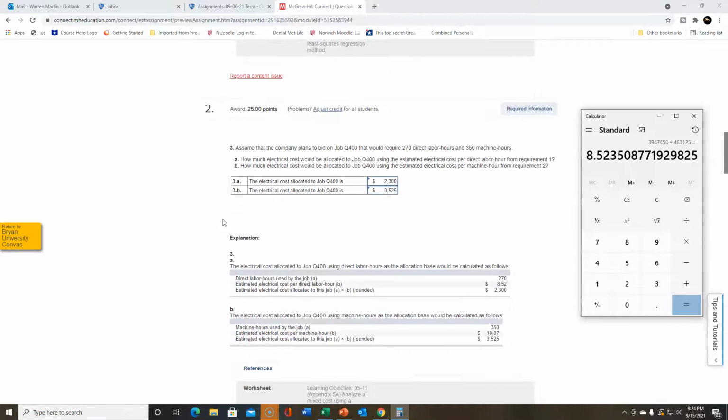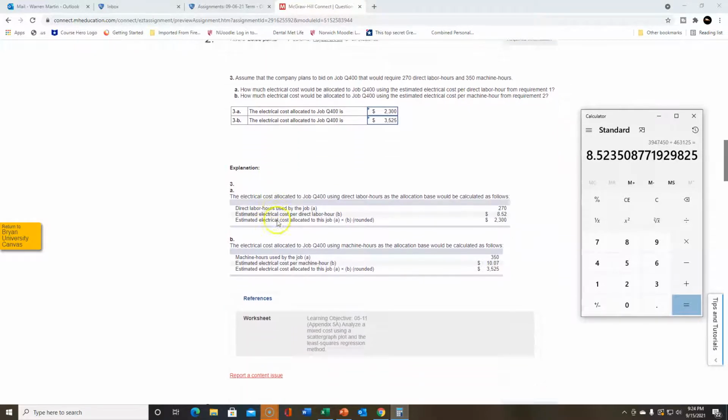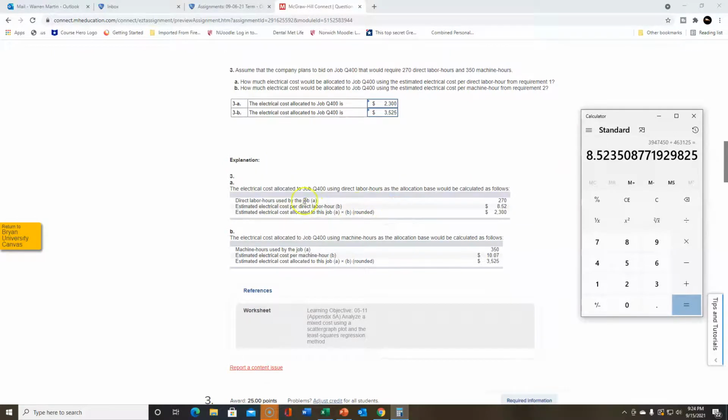Move down to the second question. Same thing, it's something related to a new job. Here we got the breakdown on how we calculate that: the direct labor hours and the electrical cost. Again, you're going to do A times B. So in this case, we're going to do 270 times the 8.52, and that gives us that 23. There you go, 23. Same thing here.